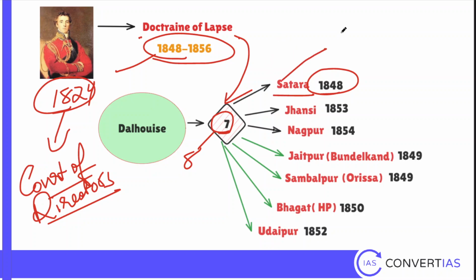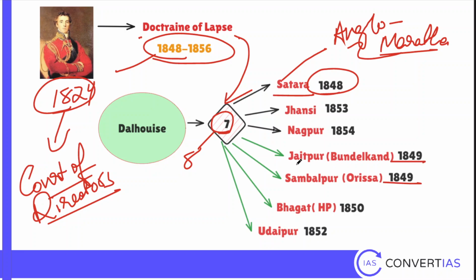Now Satara is a principality that the British formed after the Anglo-Maratha Wars. Alright. So after the Anglo-Maratha War, Satara was formed. Satara was annexed 1848, first state to annex. Second, 1849, 2 states, Jaitpur and Sambalpur. I have given the modern names as well. Sambalpur is Odisha, Jaitpur is Bundelkhand. 1850, Bhagat, Himachal Pradesh. Udaipur, 1852. Jhansi, 1853. Nagpur, 1854.